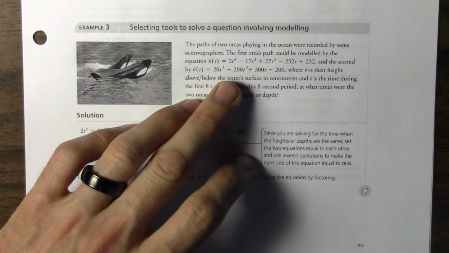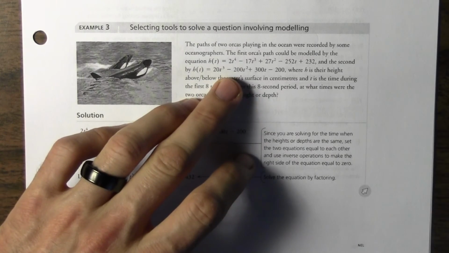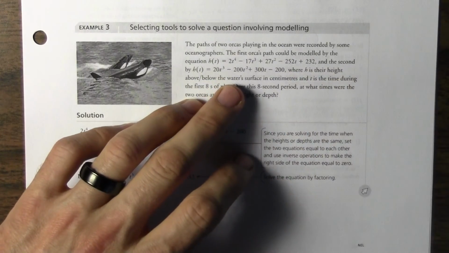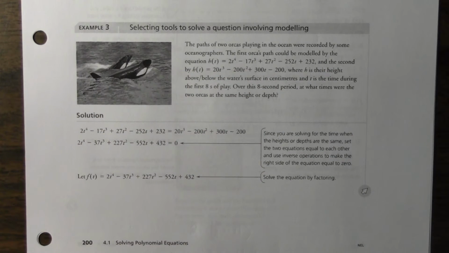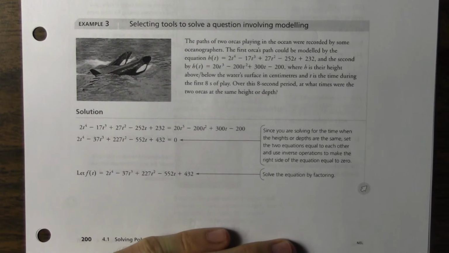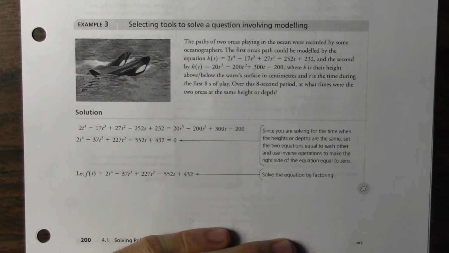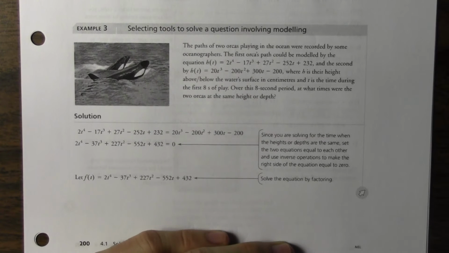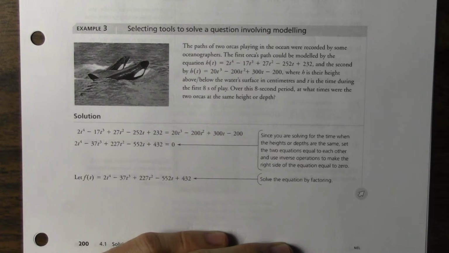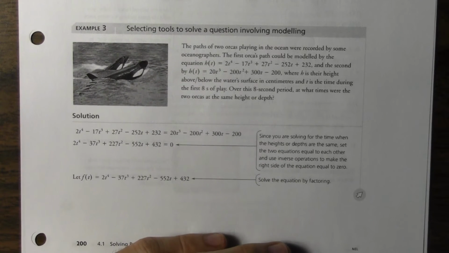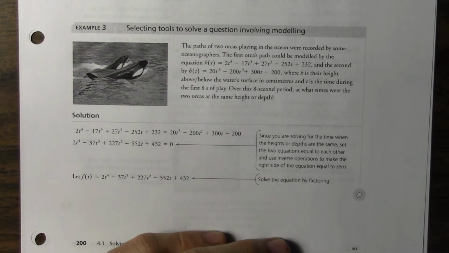And the second by h(t) equals 20t to the power 3 take away 20t to the power 2 plus 30t take away 20. Careful, the 3 is an exponent. The whole term is a power. Here, h is their height above and below the water surface in centimeters, and t is the time during the first 8 seconds of play. Over this 8-second period, at what time were the 2 orcas at the same height and depth?